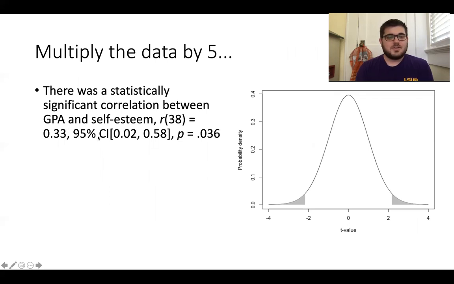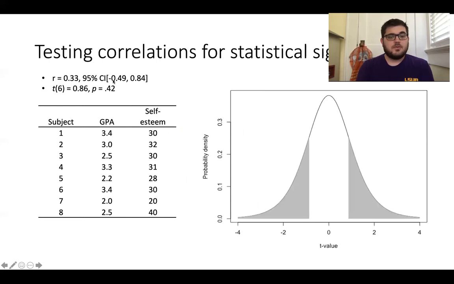But if you have a higher sample size, you would have the same correlation. It would still be 0.33 correlation between GPA and self-esteem. Now my degrees of freedom go up. My t-distribution is going to change shape. That means any t value you observe on the t-distribution has a different probability associated with it. In addition to that, my 95% confidence interval changed. It was a pretty wide interval going from negative 0.49 to positive 0.84.